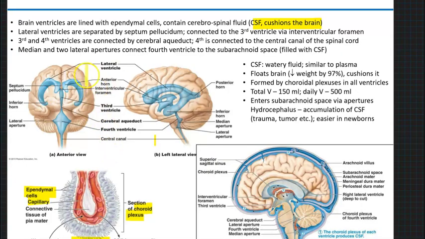So this image shows you lateral ventricles that are located on the sides of the brain. The third ventricle and the fourth ventricle. Third and fourth ventricles are connected by the cerebral aqueduct, and lateral ventricles and the third ventricle are connected by interventricular foramen. Fourth ventricle, in turn, drains into the central canal of the spinal cord.